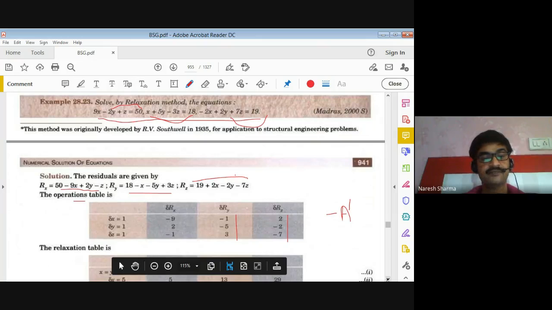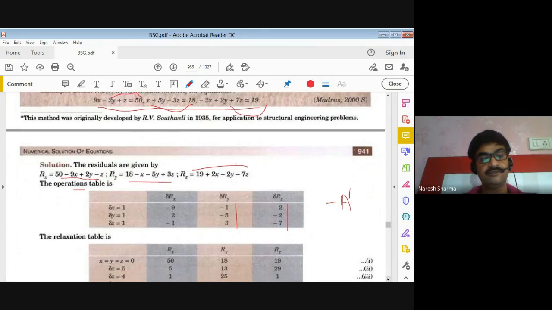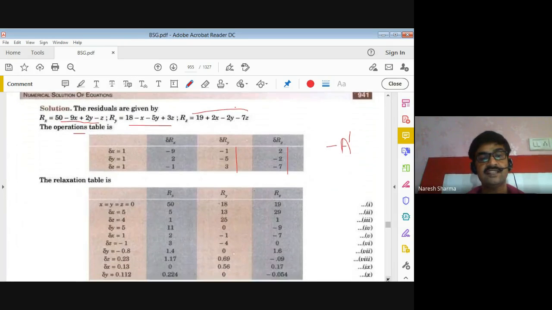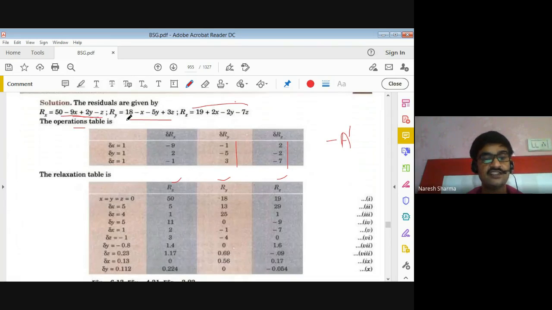After that, you make one table that is called the relaxation table. For your relaxation table, you just write Rx, Ry and Rz. Initially we put x, y, z equal to 0. All x, y, z equal to 0. Once you put 0, it becomes 50, 18 and 19 respectively. Now, the maximum value in magnitude here is 50.